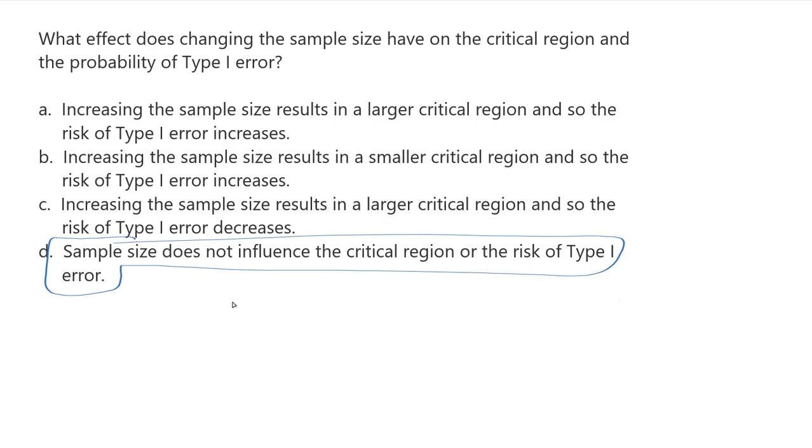And the reason for that is that the probability of a type 1 error is equal simply to alpha. Whatever significance level you choose for your test, that's going to be what determines the chance of type 1 error. It has nothing to do with sample size.